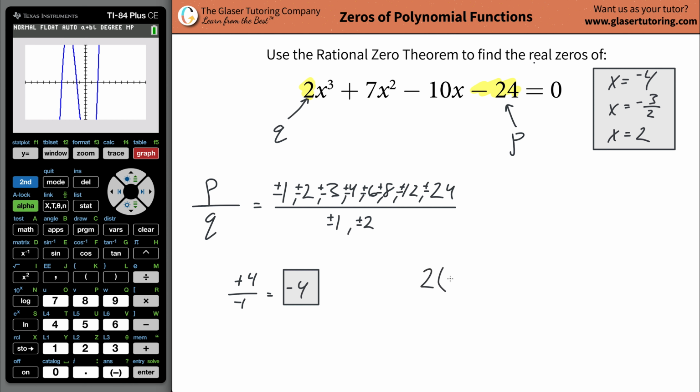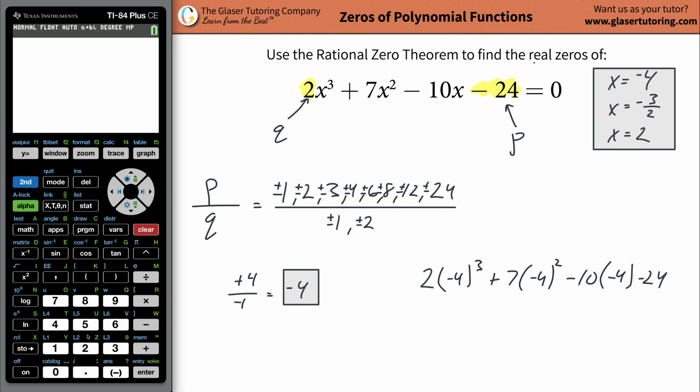So watch. 2 times the negative 4 cubed plus then 7 times negative 4 squared minus, careful, minus 10 times negative 4 minus then 24. So let's go to the calculator and let's just plug it in. So 2 parentheses negative 4 to the third. Man, how many mistakes am I going to make here? Plus 7, sorry, it's a little early, ladies and gentlemen. 546. Great. Minus then 10 times negative 4. Coffee hasn't fully set in yet. Minus then the 24. Oh, look, it came out to be 0, right?